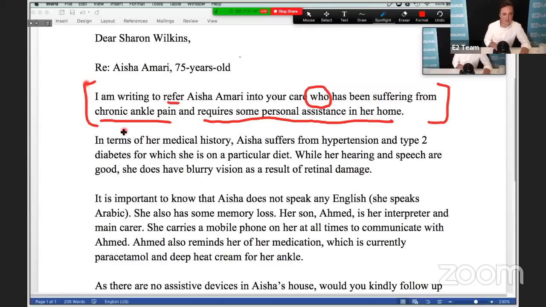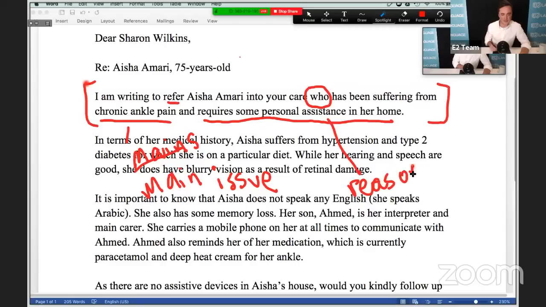So what have we got here? Here we've got main issue, chronic ankle pain. And here we've got reason for writing. So this opening sentence can be, well, not necessarily memorized, but this structure is quite good.